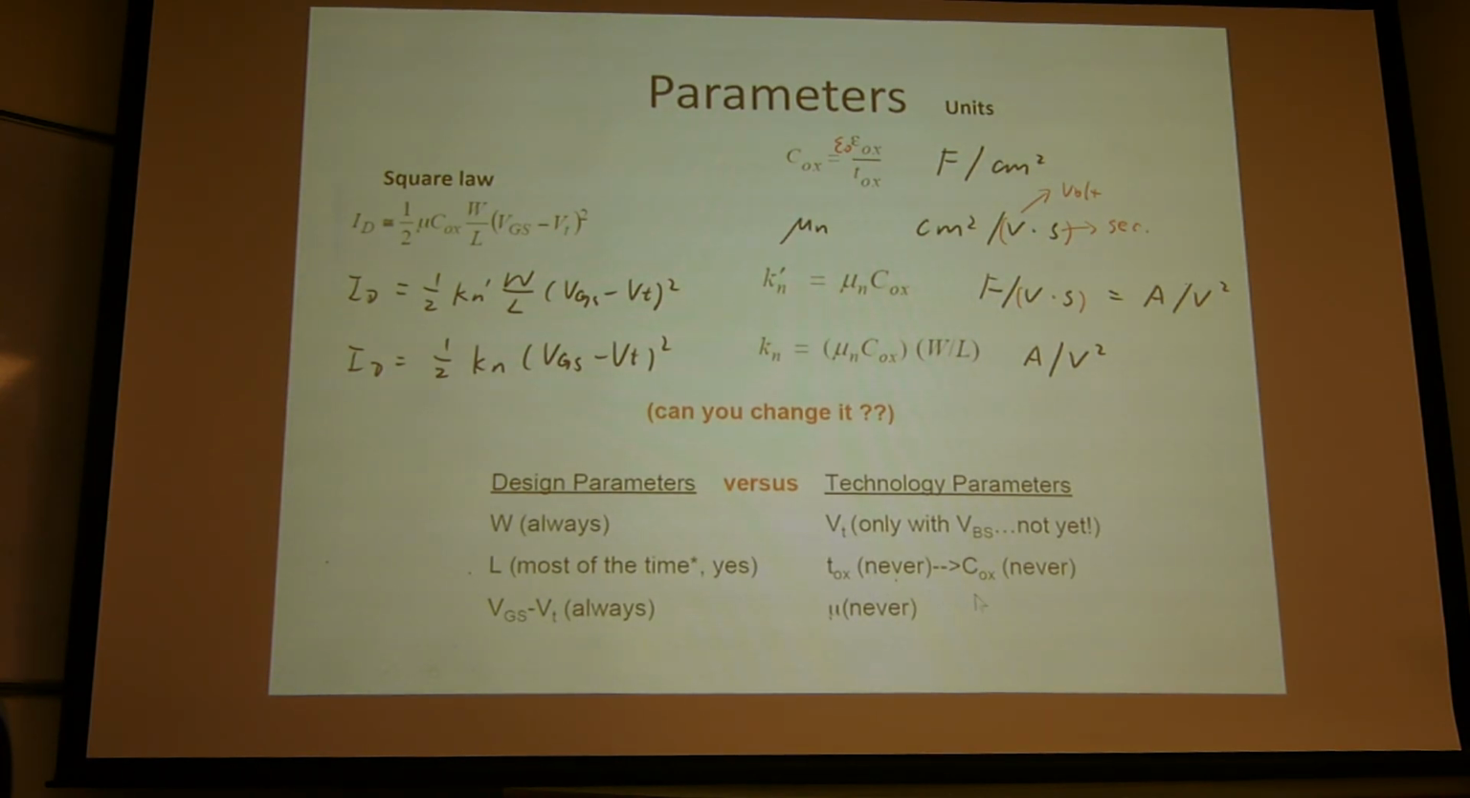And the TOX and COX are almost fixed. And then the mu is what you get for that technology. It's very hard to change. Of course, from one technology node to another, those parameters will change. But if you have the same technology node, then you cannot change the TOX or the mu. Okay, so this is about the parameters. Any questions?